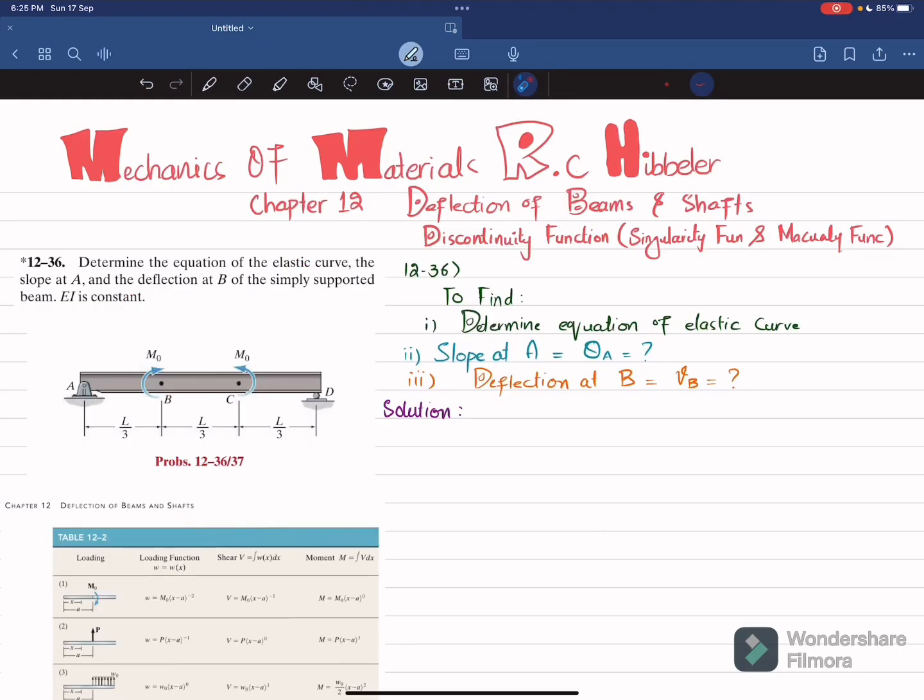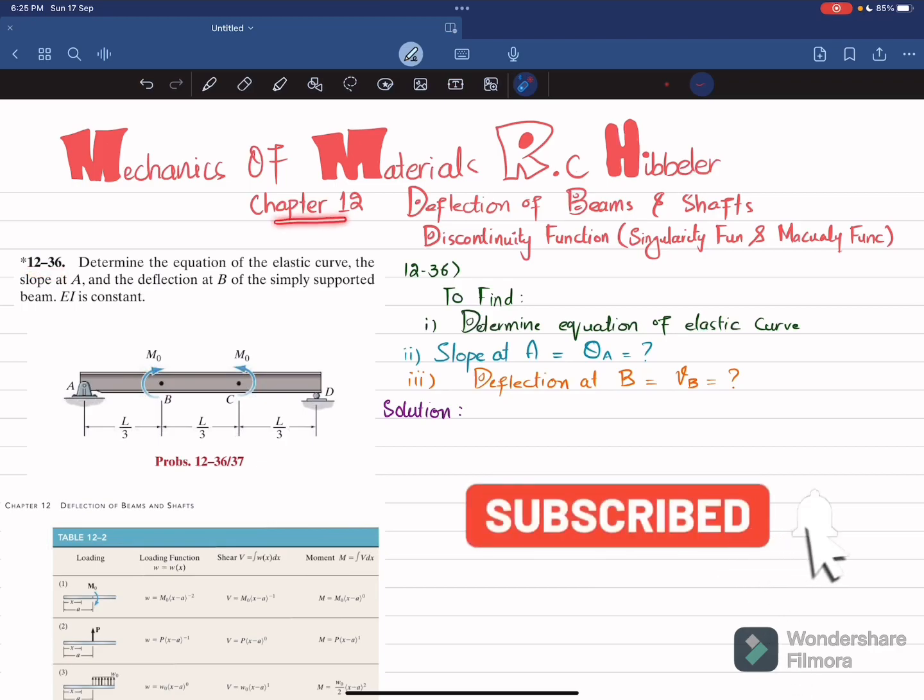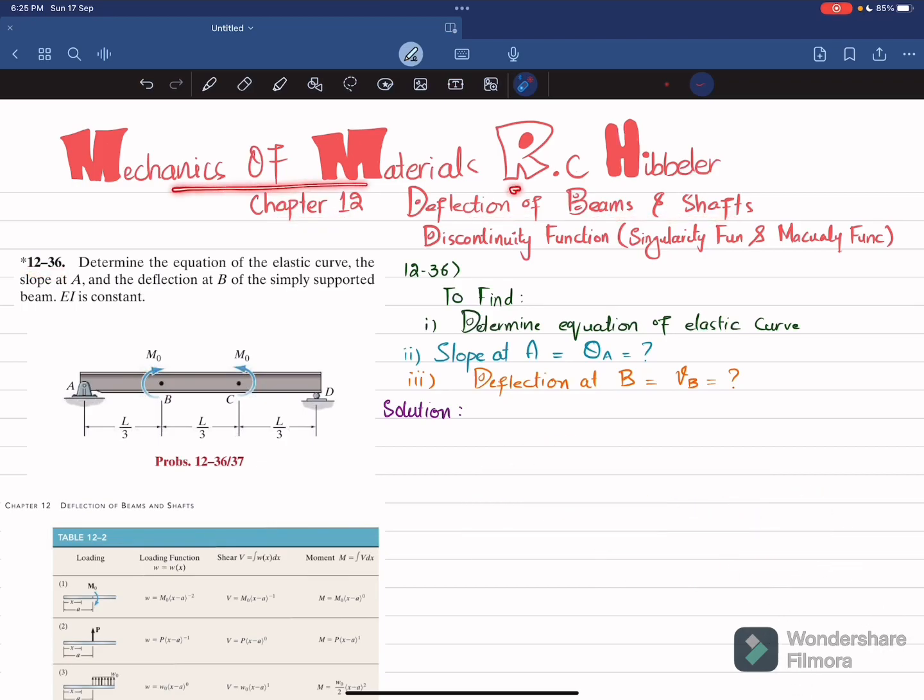Welcome back. In this video, we are going to solve problem 12-36 that is taken from chapter number 12, Deflection of Beams and Shafts. The book name is Mechanics of Materials by R.C. Hibbeler. The statement of the problem is: determine the equation of the elastic curve, the slope at A and the deflection at B of the simply supported beam.